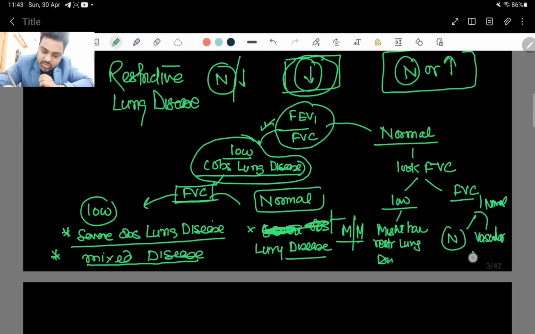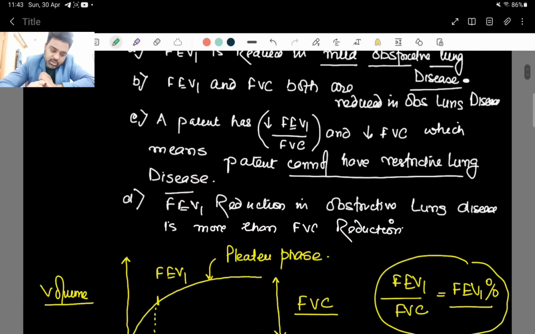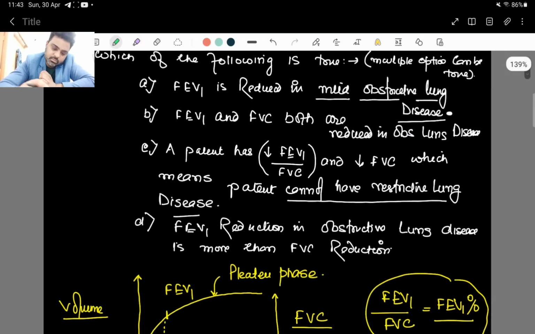vascular pathology. This is very important: if FEV1 by FVC is normal, then we look at the FVC. If FVC is low, that means the patient might have restrictive lung disease. But if the patient's FVC is normal, then the patient can be normal or the patient can have a vascular pathology. So this is the important thing. I think you understand. Now if you solve this question, your concept will be clear.